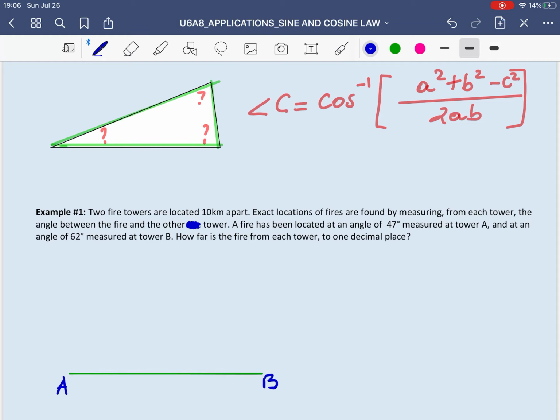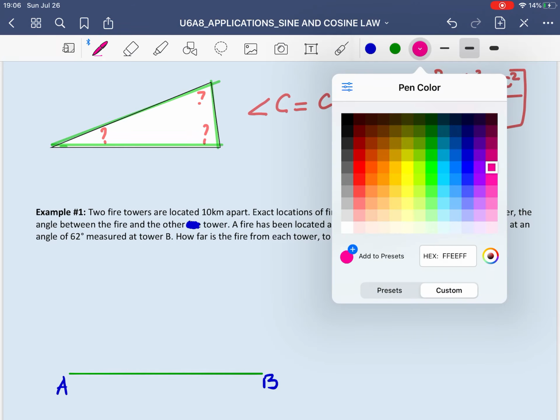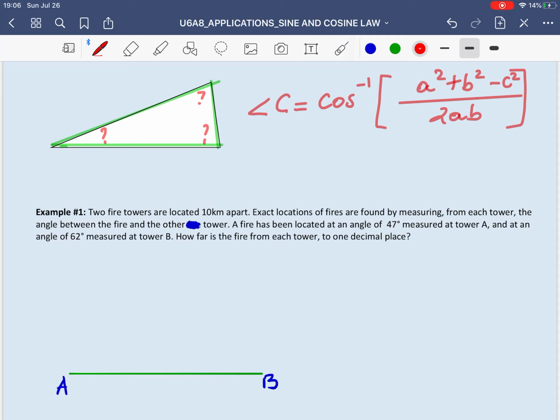Now, a fire has been located at an angle of 47 degrees measured at Tower A and at an angle of 62 degrees measured at Tower B. So how far is the fire from each tower? Here goes the fire at the point F. From B is 62 degrees, so the fire should be closer to B, and that's the fire, letter F right here. What we want to find out is how far the fire is from each tower.